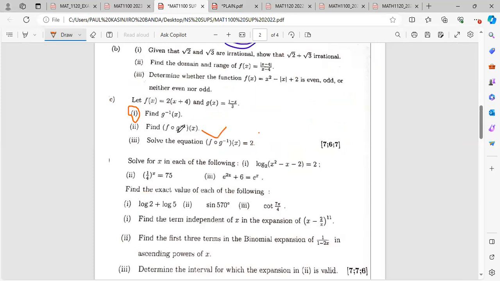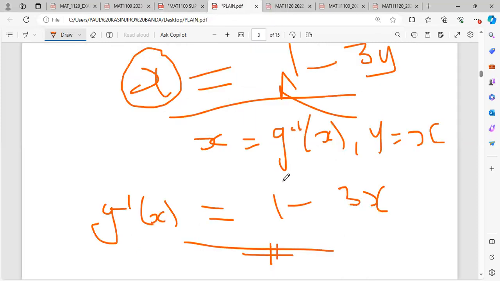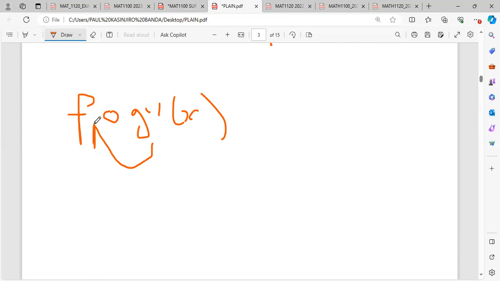Saying find the composite function of f of g inverse. Okay, f of g inverse. So meaning we are getting this equation for g and we are putting it into the equation for f. So we are inserting g into f. They are saying f of g inverse of x, meaning we are getting this inverse of g and putting it into that function of f. So you write the function of f here.